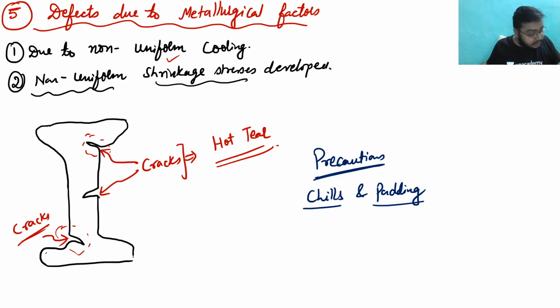Okay, so let me tell you, yes sir, control the cooling. See, what is the use of these chills and padding? They provide uniform cooling, and directional solidification. So there is uniform cooling, and hence these precautions help you get rid of hot tears. Okay, so hot tears is clear to you. Proper cooling rate at intricate sections. Yes, Shubham, Raj and Ashish, very good answers. So this is my fifth kind of defect, defects due to metallurgical factors.